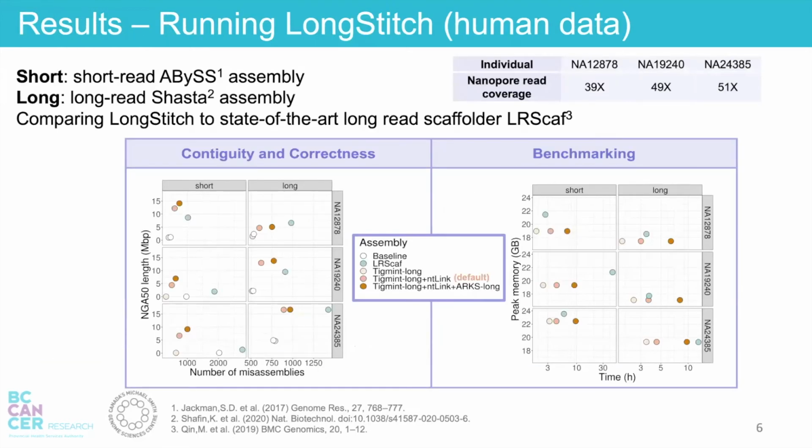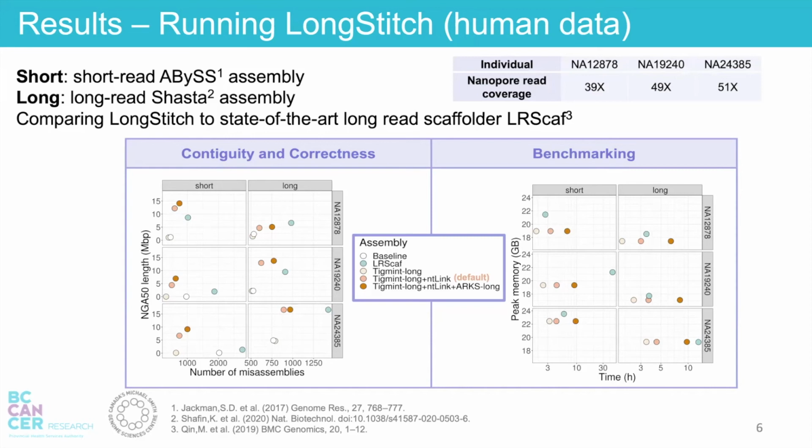Here we're showing the result of running LongStitch on some human data. We first obtained Oxford Nanopore reads for 3 different human individuals, as well as some short read sequencing data. We generated a short read ABySS assembly and a long read Shasta assembly for each of these individuals, and improved upon all of these assemblies using LongStitch. First looking at the contiguity and correctness plot, on the y-axis we have the NGA50 length, which is a measure of contiguity and correctness. The x-axis is the number of QUAST misassemblies. The white dot is the stats for the baseline assembly. Blue is the stats for LRScaf, a comparator long-read scaffolder. And then you can see the stats for the different steps of LongStitch in increasingly dark shades of orange.